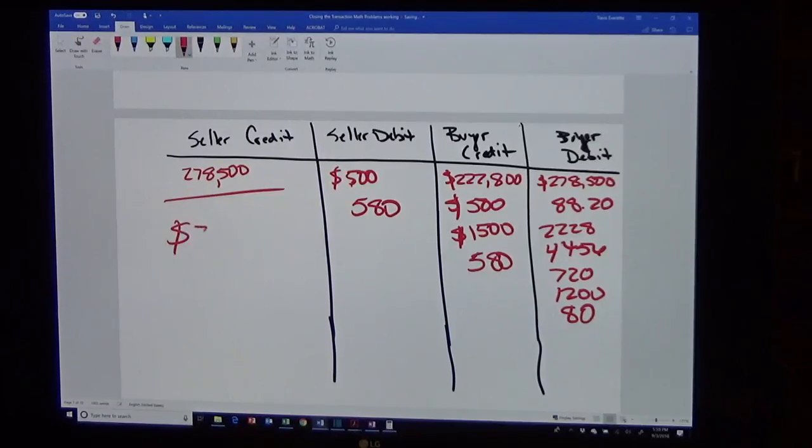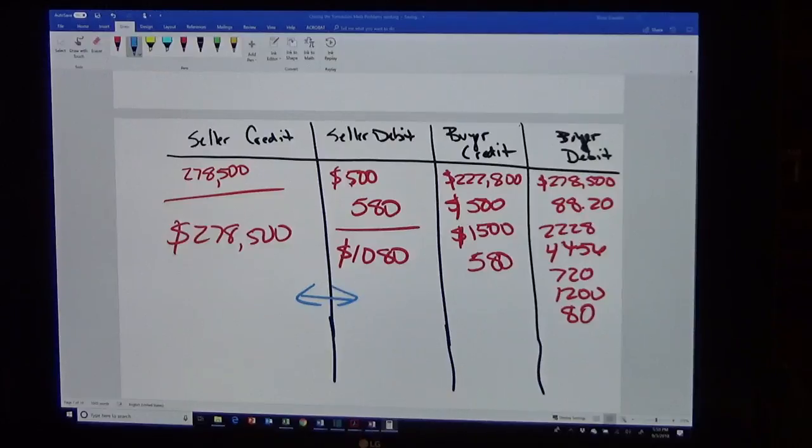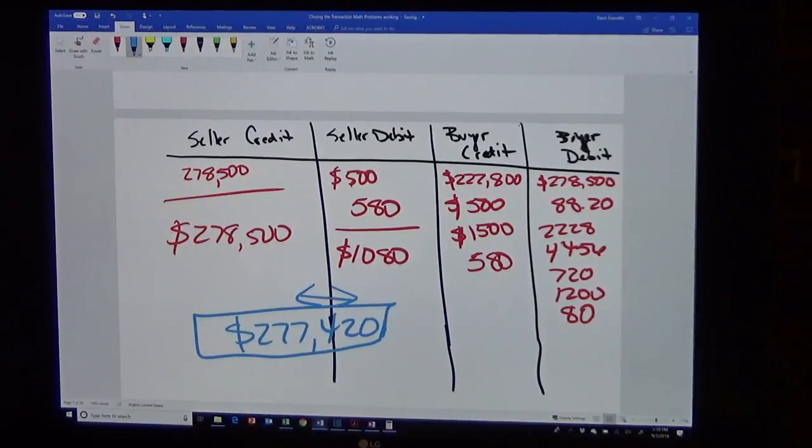Well, seller credits is $278,500. Seller debits is $1,080. So now we can take the difference between these two, and that's how much money the seller is going to get at closing. So at closing on this transaction, the seller's going to get $277,420. That's the seller side.